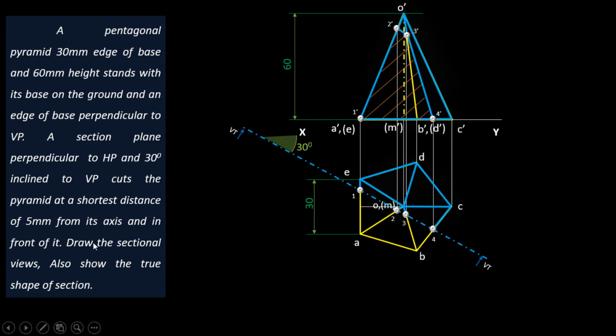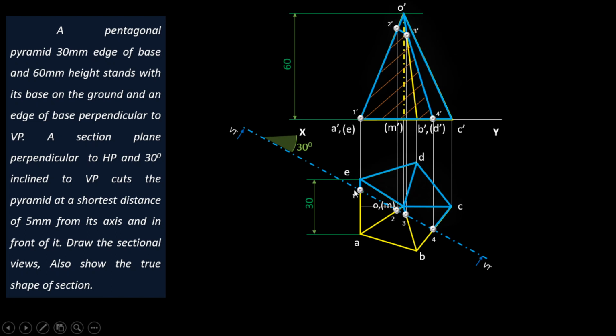Okay, then the last question is they are asking to draw the sectional view, that means sectional front view, sectional top view, and also show the true shape of section. True shape of section means it will be only visible when we look from perpendicular to the section plane. Section plane is here. We can look from this direction or in this direction. I'm going to draw the true shape of section over here, that means looking from this direction.